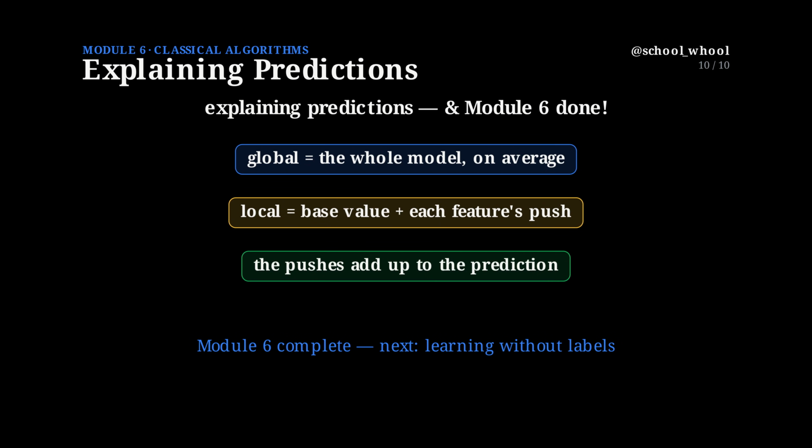And that completes Module 6. You now know a whole family of classical algorithms, how they work, how to choose between them, and how to explain them. Next up, learning without any labels at all.